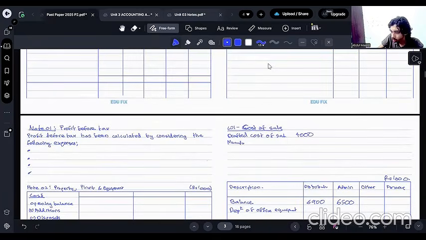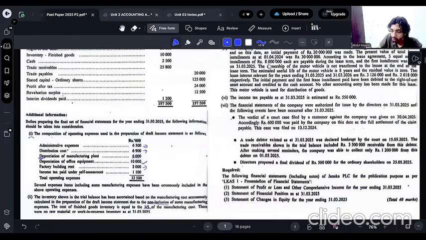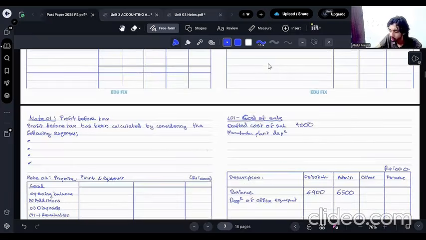Manufacturing plant depreciation, 6,000, and factory rent, 2,000, we have not added.